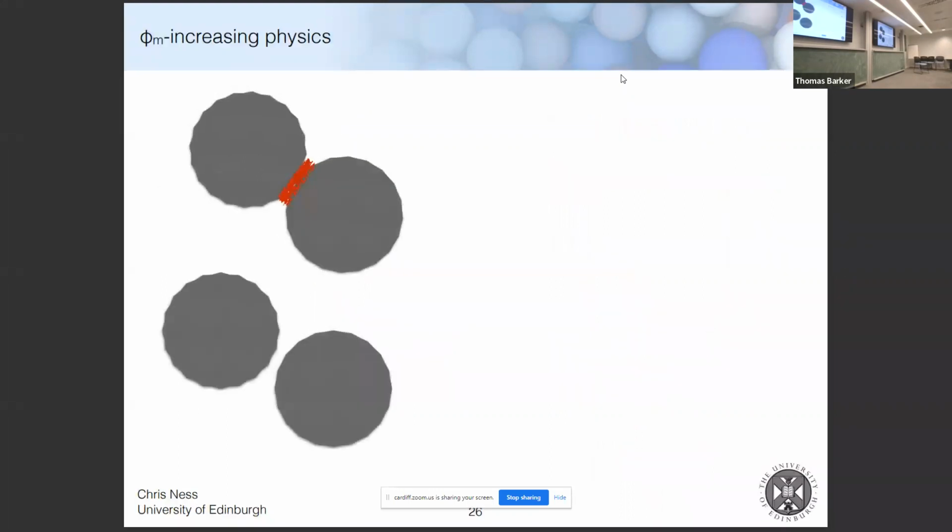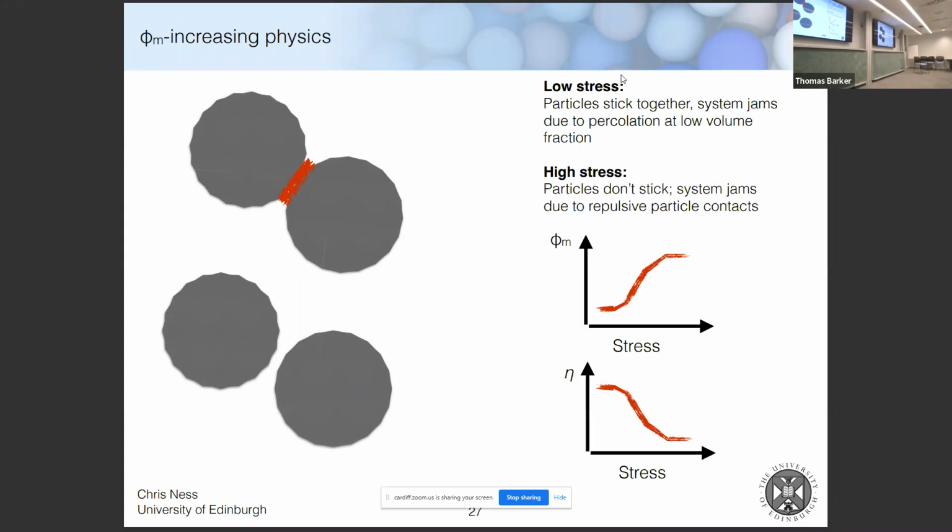So on the other side, we can have some physics which cause phi m to increase as a function of stress. An easy example of that is if the particles are adhesive or attractive. So shown in red is just a kind of adhesive interaction between these two particles. So they're stuck together, and then at some point they'll break apart. So at low stress, these particles will stick together thanks to some attractive potential or interaction, and at high stresses we pull them apart.